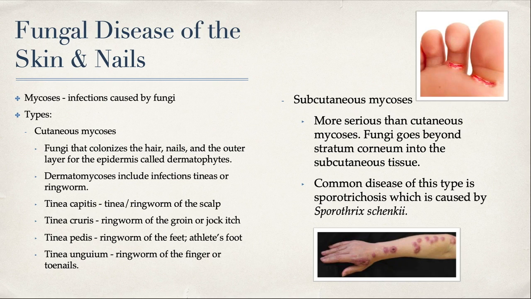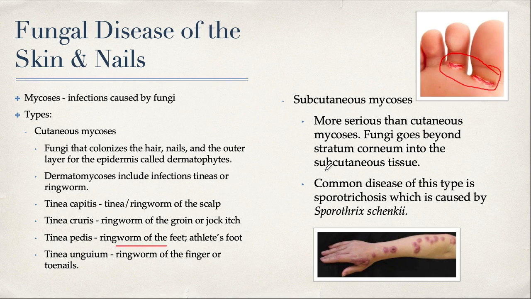And so cutaneous mycosis colonizes the hair, the nails, and the outer layer of the epidermis, and so they are called dermatophytes. They include ringworm infections, so tinea infections: tinea capitis, cruris, pedis, and unguium. It all comes down to which parts of the body are infected. This is an example of athlete's foot, or tinea pedis, ringworm of the feet.